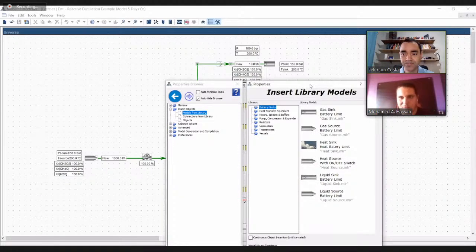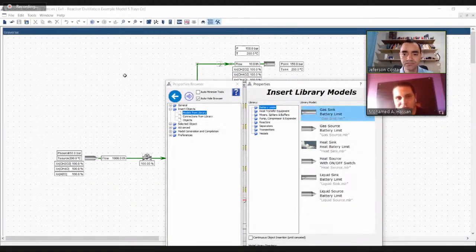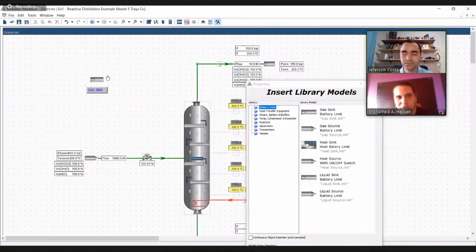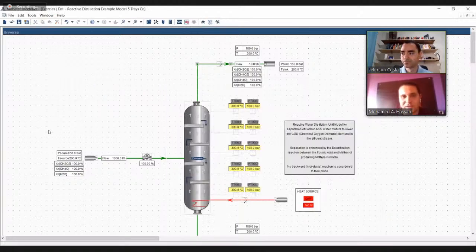Right, Hassan. Also, to summarize the concept of Mobotec, you also have library models, which consist of heat exchangers and compressors, and you can click here and bring them in. They have their own equations. If you go here, they have their own equations. So it also has a library, but I think it's important to know how to write your own equations. Okay.